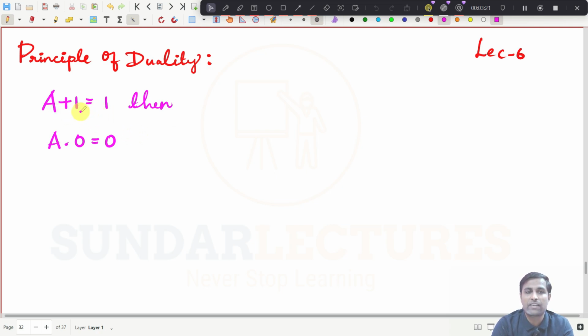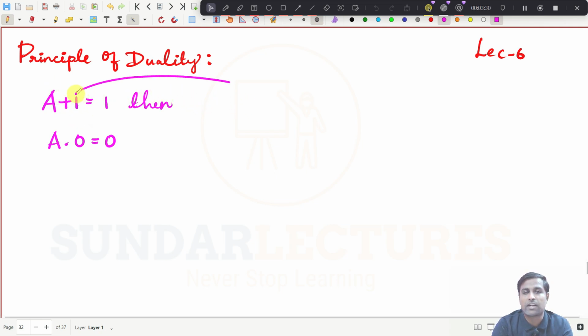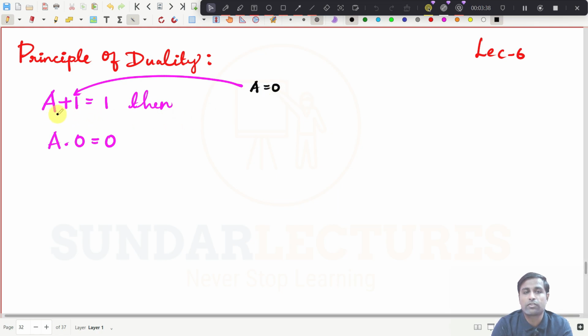For example, if you have an expression like this, a plus 1 will always give you 1. Why do they say that? Take this expression, a plus 1. Substitute a is equal to 0, then 0 plus 1 will give you 1. Put a is equal to 1 there, 1 plus 1 will also be 1 in Boolean algebra. So whatever it may be, if you have any function plus 1, the output of that particular function will become 1. That is the one thing.